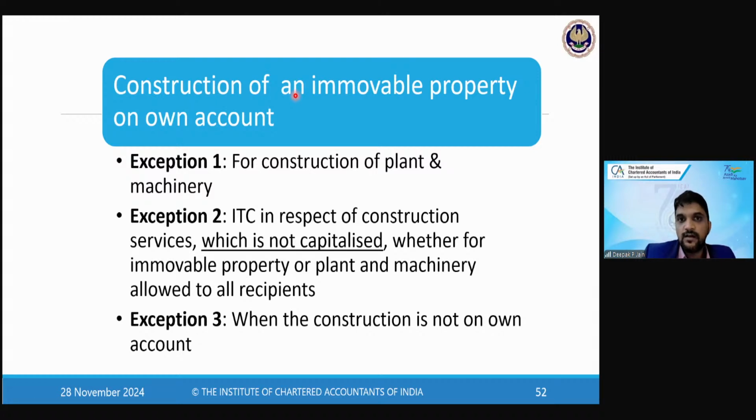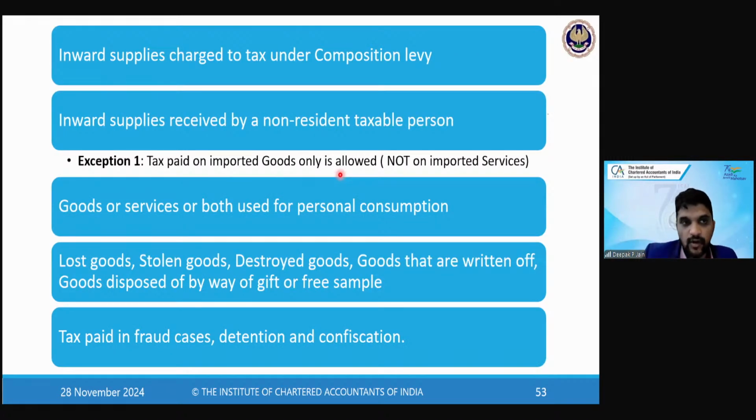Okay. Then the next block of credit is inward supplies which are charged to tax under composition levy. We know that if a composition person is charging any tax, he should not charge. But in case he is charging, you cannot claim the credit.